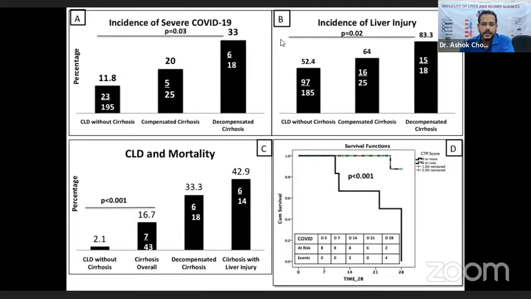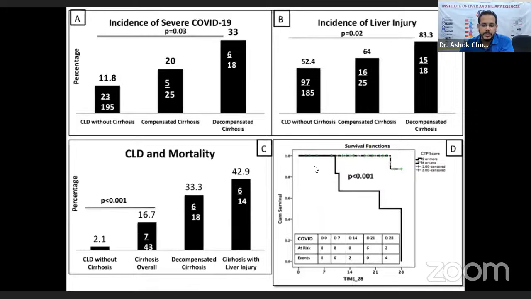And similarly, the incidence of liver injury is also higher across the spectrum. CLD without cirrhosis 52%, with compensated cirrhosis 64%, decompensation is close to 83%. And for mortality, you can see CLD without cirrhosis mortality is only 2%, cirrhosis 16%, decompensation is 33%, and cirrhosis in general, when you consider the overall cohort, it is coming very high.